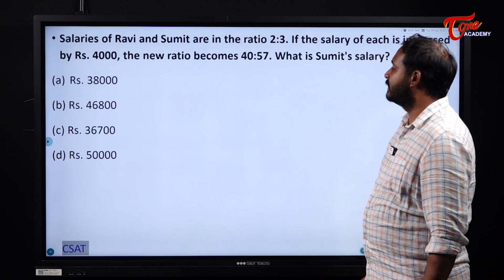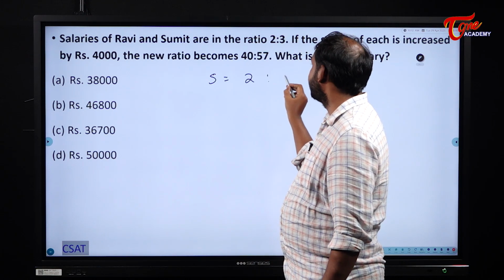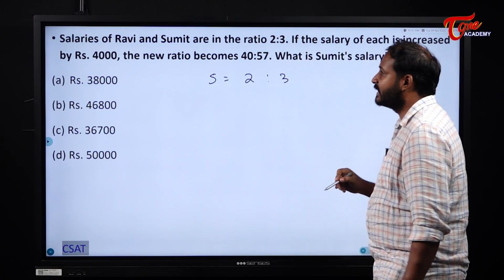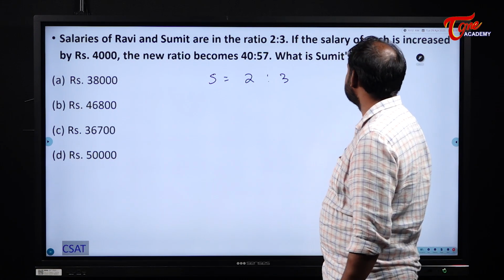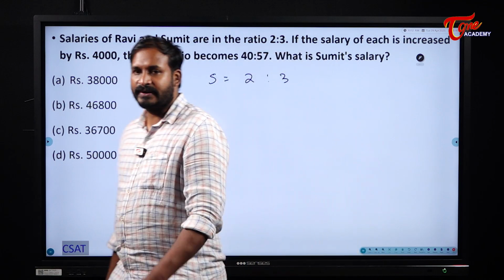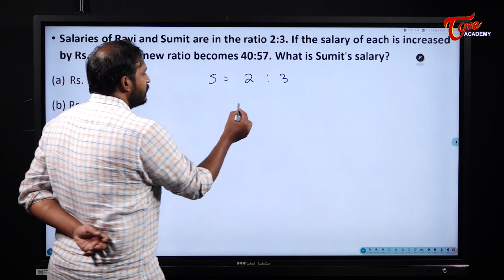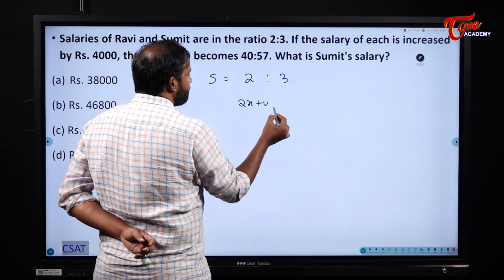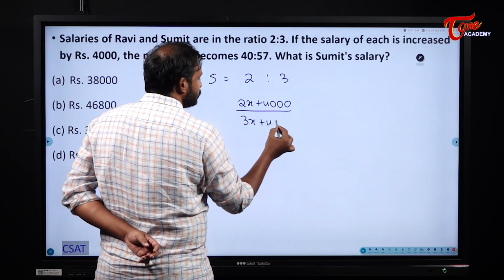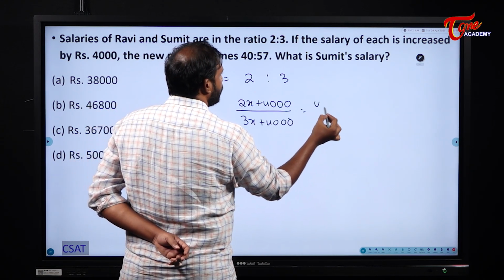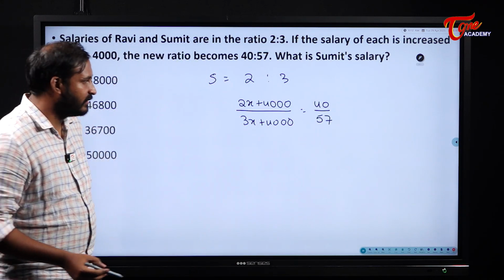Salaries of Ravi and Sumit are in the ratio of 2:3. If the salary of each is increased by 4,000, then the new ratio becomes 40:57. What is Sumit's salary? Now each person's salary was increased by 4,000. That means 2x plus 4,000 by 3x plus 4,000. This value is equal to 40 by 57.